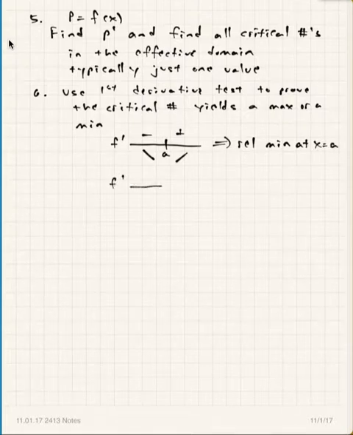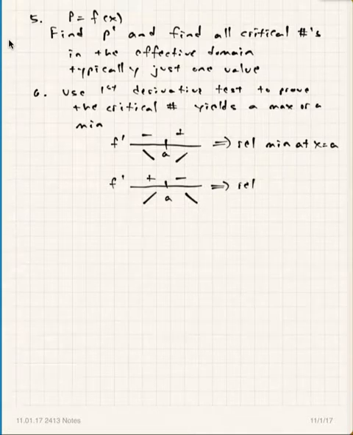And if f prime at a goes from positive to negative, that means the function is going from rising to falling. It means you have a relative max at x equals a. All right, so that's the first derivative test.